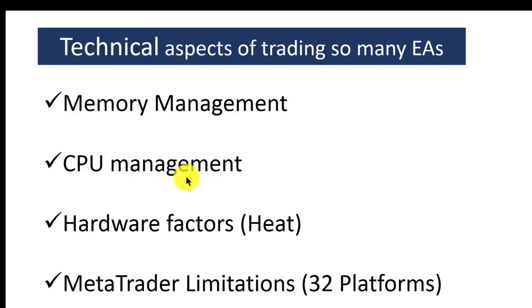And then there are hardware factors, like, as I said, heat is a factor. You need to keep your servers well air conditioned. Just having them in a normal room is fine, but you need to be monitoring the heat of your servers. And then MetaTrader has lots of limitations. For instance, you cannot have more than 32 platforms on one server, no matter how powerful that particular server is. So there are some technical aspects to trading so many EAs at the same time on so many platforms.